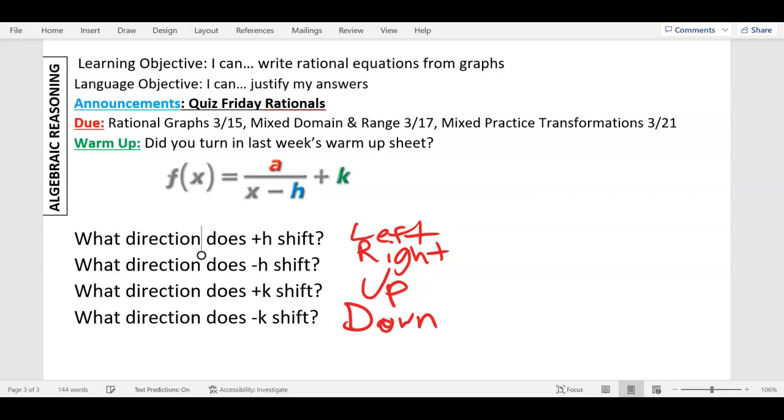All right, now I'm going to pass this out. What we're doing today is backwards of yesterday. Yesterday we were taking a graph and getting information. Now we're going to be given the graph, and we want to get the equation. So instead of being given the equation, we're going to get the equation, okay? So I'm going to show you how to do it.